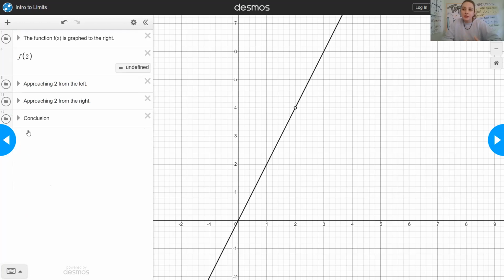So what is the conclusion we can make? It's that the limit of f of x as x approaches 2 is 4. So there's your example of what a limit is. Remember, the question that you're always going to ask yourself is, as x gets closer and closer to 2, what does y get closer and closer to?